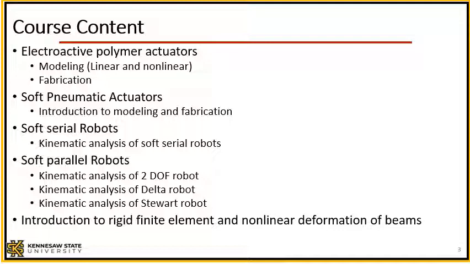Then we'll start working on kinematics, beginning with a brief introduction into kinematic modeling. Then we'll talk about kinematics of soft serial robots. Then we'll continue our discussion with parallel robots. We start with rigid parallel robot mechanisms and then we'll extend it to soft robots. In particular, we will study the kinematics of a soft 2 degree of freedom robot, soft delta robot, and soft Stewart mechanism.